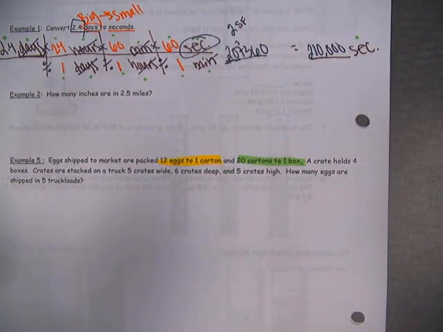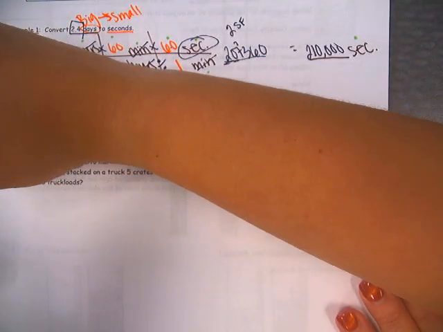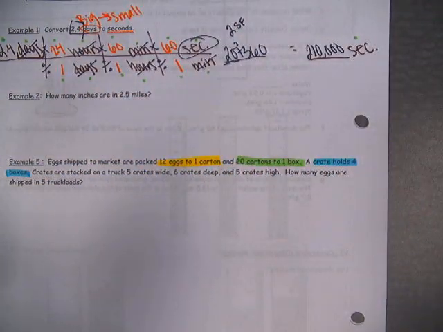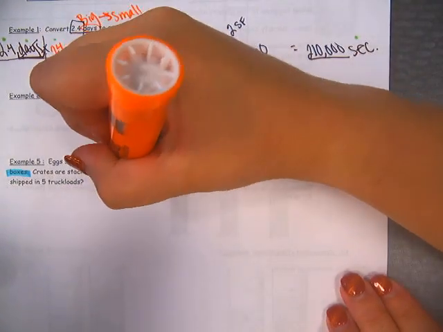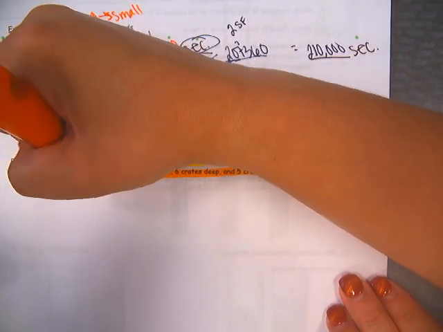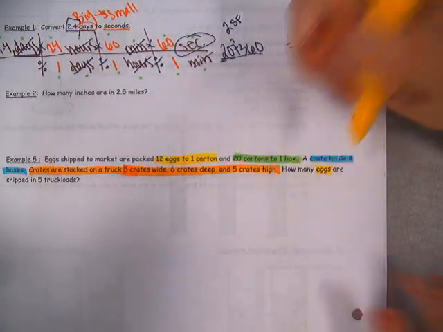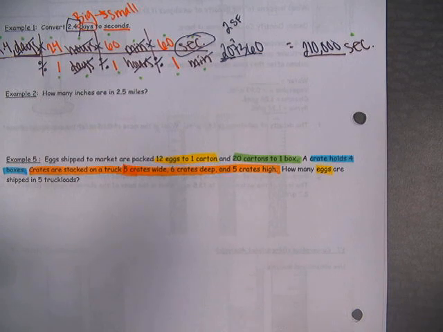And then we say a crate holds 4 boxes. So 1 crate equals 4 boxes. And then crates are stacked on a truck, 5 crates wide, 6 crates deep, and 5 crates high. So 5, 6, and 5 for crates on a truck. And then what we're looking for is how many eggs are shipped in 5 truckloads.